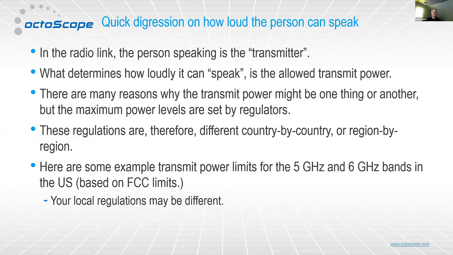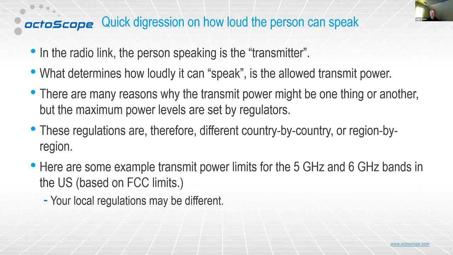Okay, so in that previous slide, I talked about that person speaking, and you can see that person was shouting in the picture, representing a person speaking as loud as he possibly can. So let's translate that a little bit into wireless. In radio, the person speaking is the transmitter, and the degree to which that person can speak loudly is what's known as the allowed transmit power.